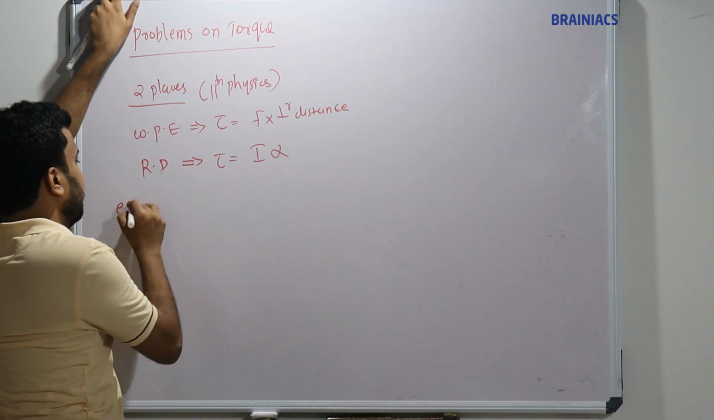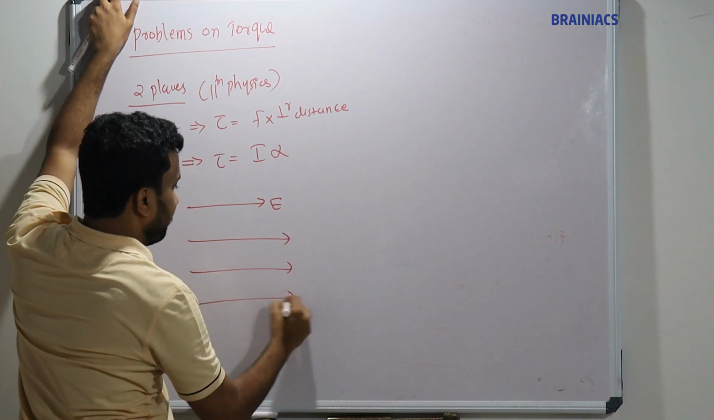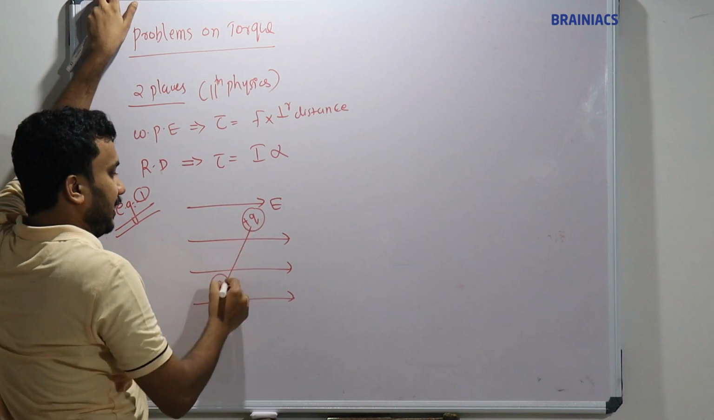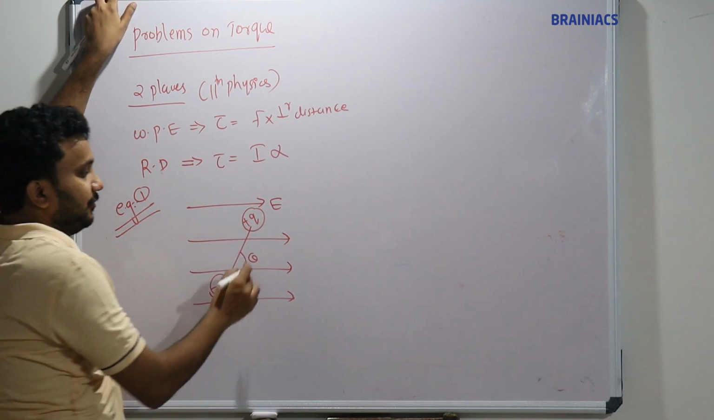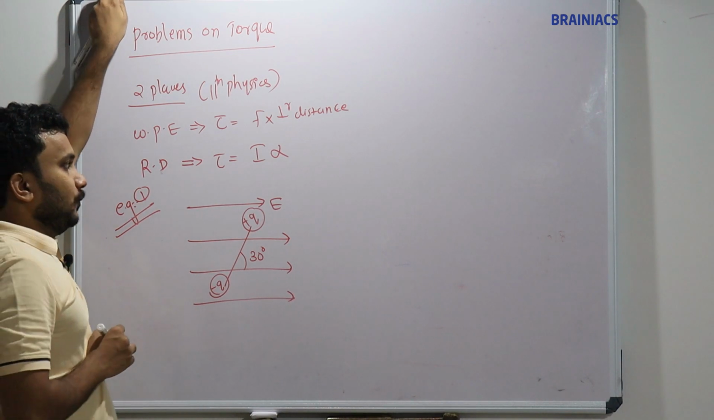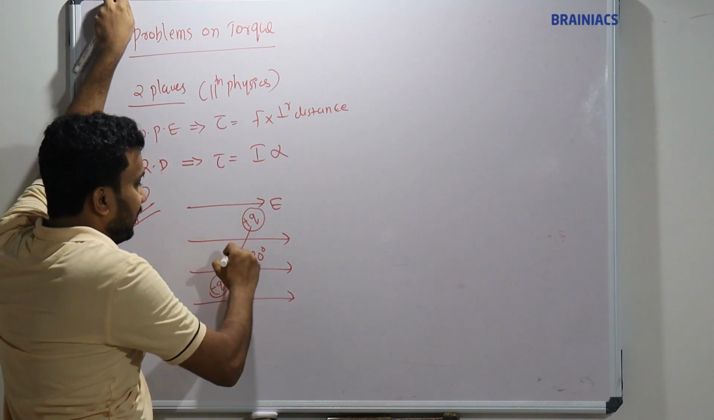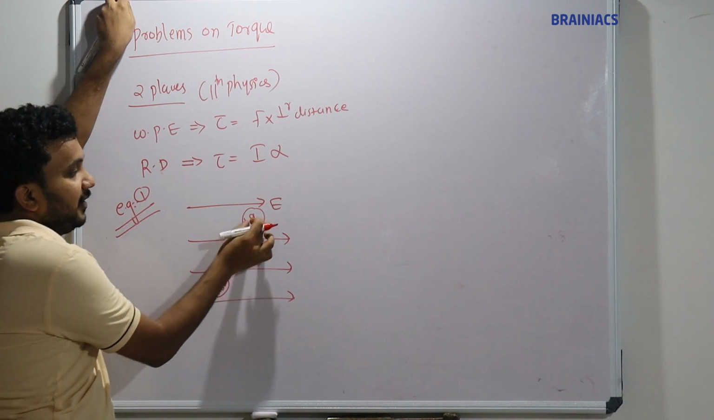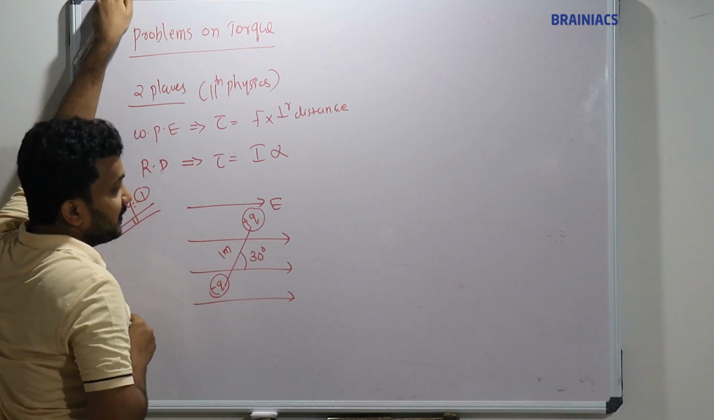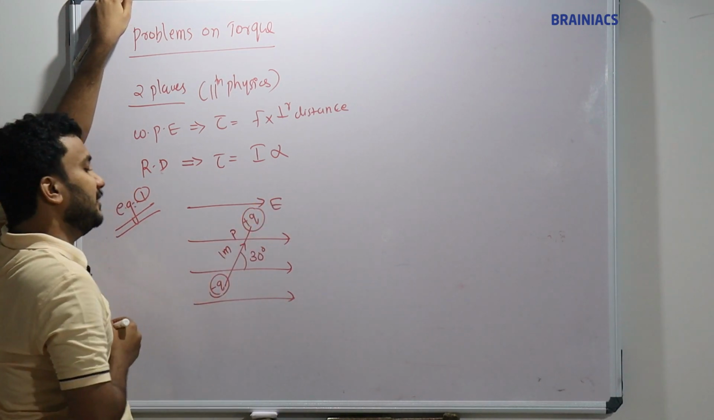We'll come back to our example number 1. We have an electric field. We placed a dipole, minus Q and plus Q, like this. The angle between the dipole moment and the electric field is theta equal to 30 degrees, and the distance between the charges is 1 meter. These are just point charges.